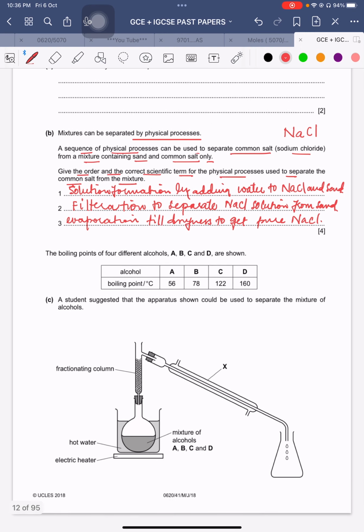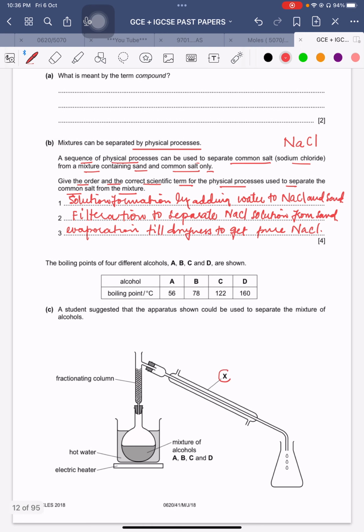So here is X over there. The examiner is asking the next question. The boiling points of four alcohols A, B, C, D are shown. A student suggested that the apparatus shown could be used to separate the mixture of alcohols. There is one thing missing, and that is the thermometer. We know very clearly that the bulb of the thermometer should be opposite to the opening of the condenser. There must be a bung over there, because if the bung is not there, the thermometer will fall down.